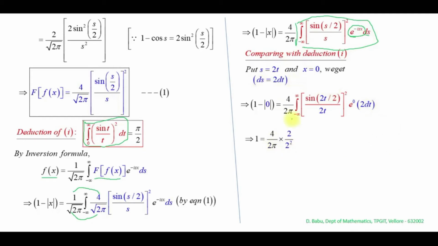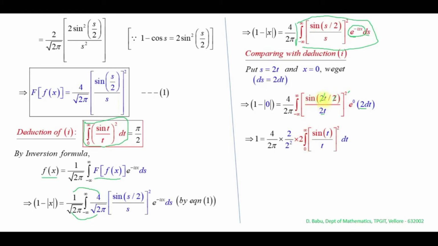This implies 1 equal to 4 divided by 2 pi. So this 2 we can take outside. Next, 2 square we can take outside. Thus 2 divided by 2 square into, so for reduction we need 0 to infinity, here minus to plus infinity. Note that it is an even function because it is a squaring term. Therefore minus infinity to plus infinity can be written as 2 times 0 to infinity. So here 2 gets cancelled.